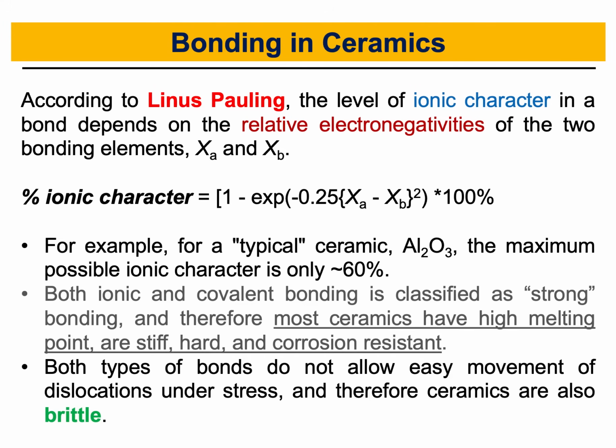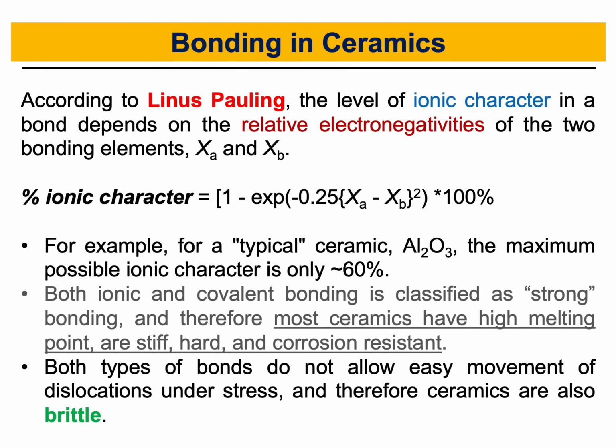It's important, and there are a lot of applications that depend on how much ionic character we need. So it's a very important quantity to identify. If you're working on your project with ceramics, I would recommend that you find the ionic character for the material that you're using. Both ionic and covalent bonding are classified as strong bonds, and therefore most ceramics have a high melting point, are stiff, hard, corrosion resistant, and brittle.